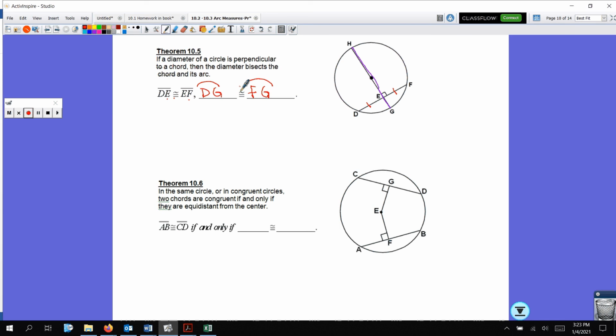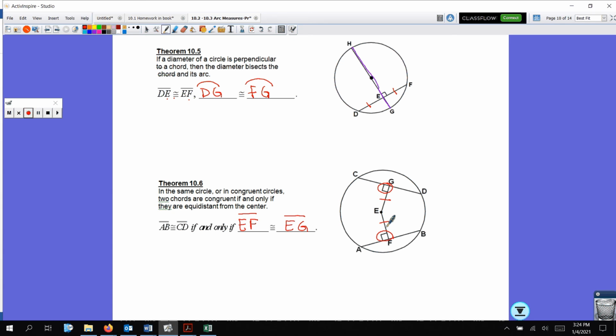All right, theorem 10.6: in the same circle or in congruent circles, two chords are congruent if and only if they are equidistant from the center. Okay, so I need to have this. We need to have it that they are perpendicular. That segment is perpendicular. So AB is congruent to CD if and only if EF is congruent to EG.